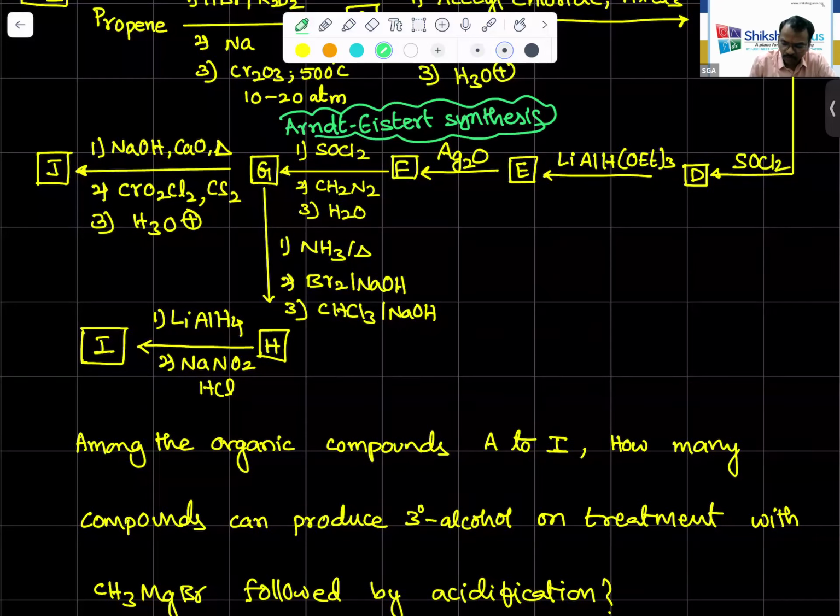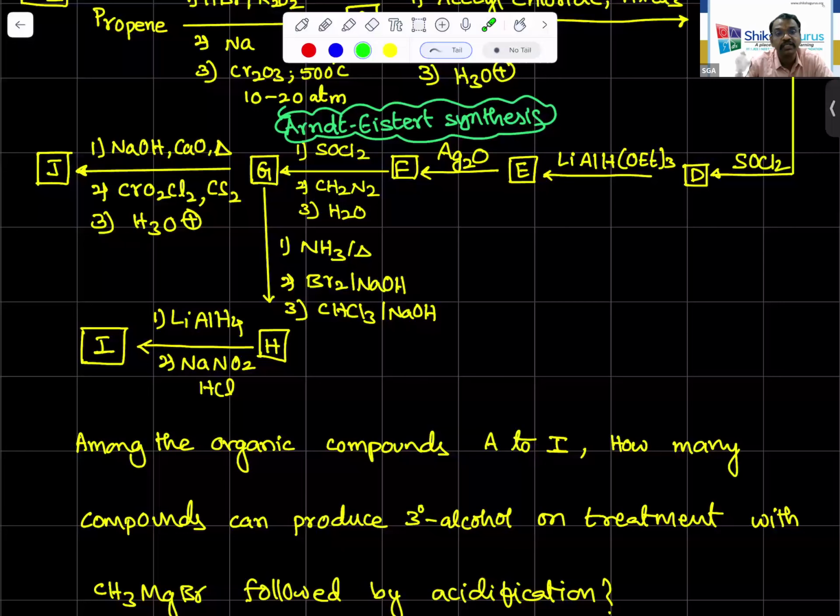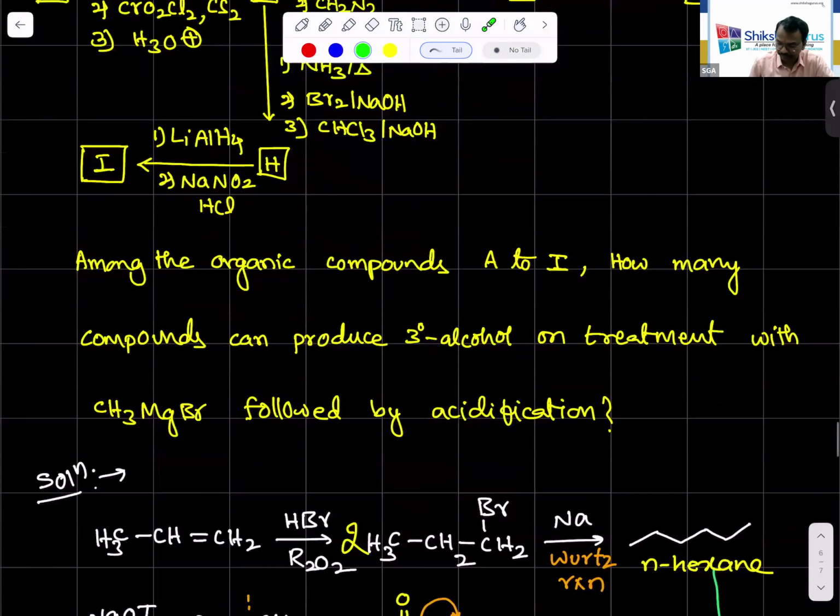Very clearly, you must remember this. It is a very famous reaction for carboxylic acid properties. What will happen? What is the reactant here? It is SOCl2 followed by diazomethane and then hydrolysis. It is the Arndt-Eistert synthesis. What will happen in the reaction? Carboxylic acid changes to the next higher homologue. Therefore, what is happening here?